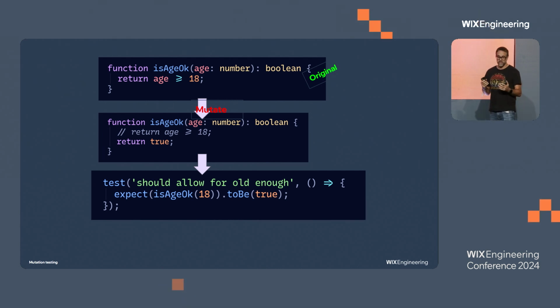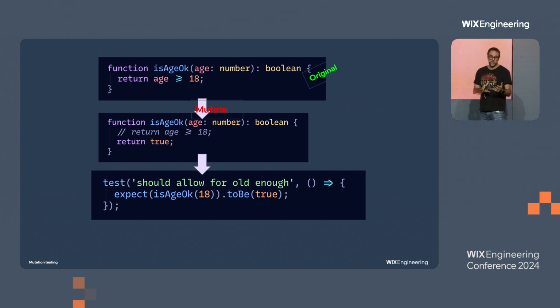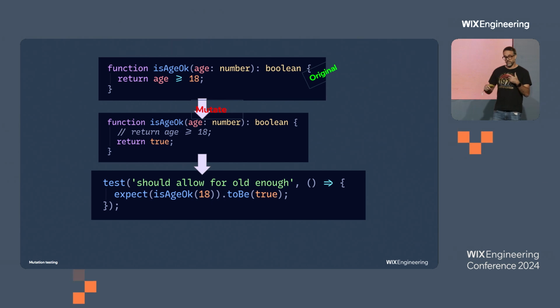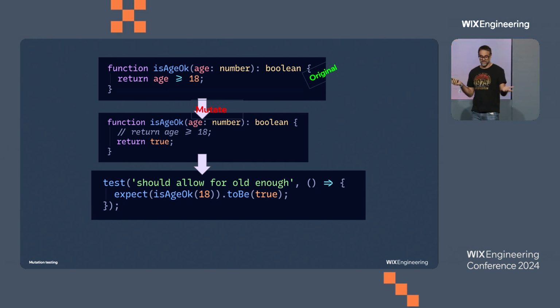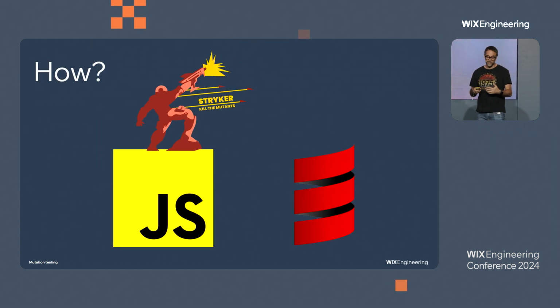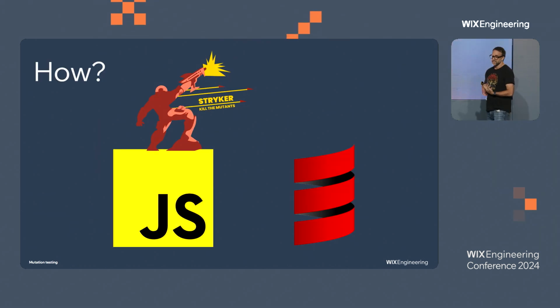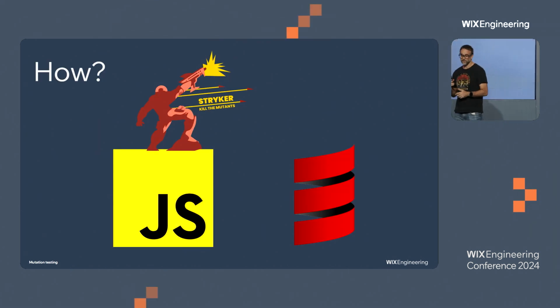So we can change, in this example, the 18 to 100. We can change greater than to less than. And after each mutation, we can run the test suite and understand if something is failing, then it's OK. And if something is not failing, we have a missing test. So instead of doing it manually, there is a tool called Striker.